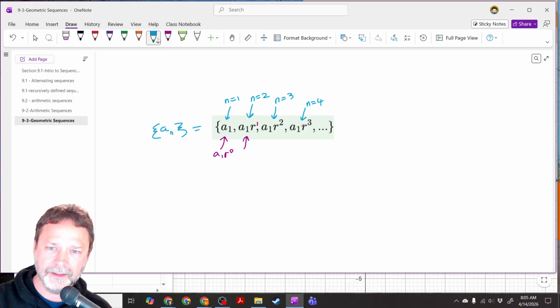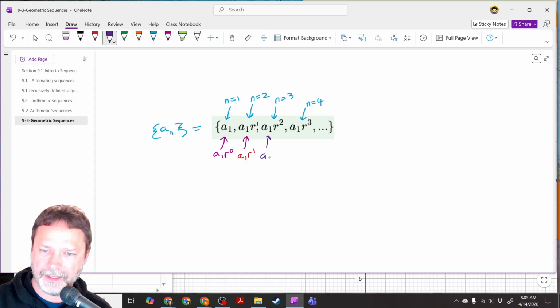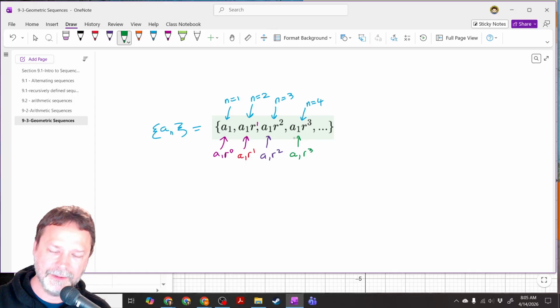Okay. And here, just to make these differentiated a little bit, my second term, I could rewrite as a sub 1 r to the 1. And then my third term, a sub 1 r squared. And then my fourth term, a sub 1 r cubed. So that's super easy. How is my n related to the expressions here?